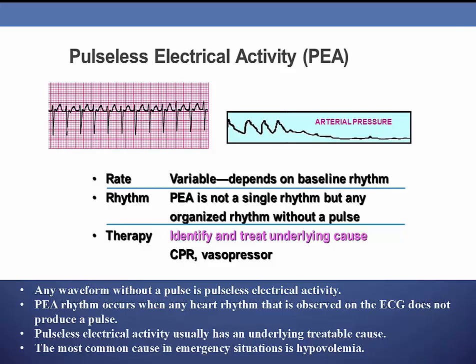Any waveform without a pulse is pulseless electrical activity. The PEA rhythm occurs when any heart rhythm that is observed on the ECG does not produce a pulse.